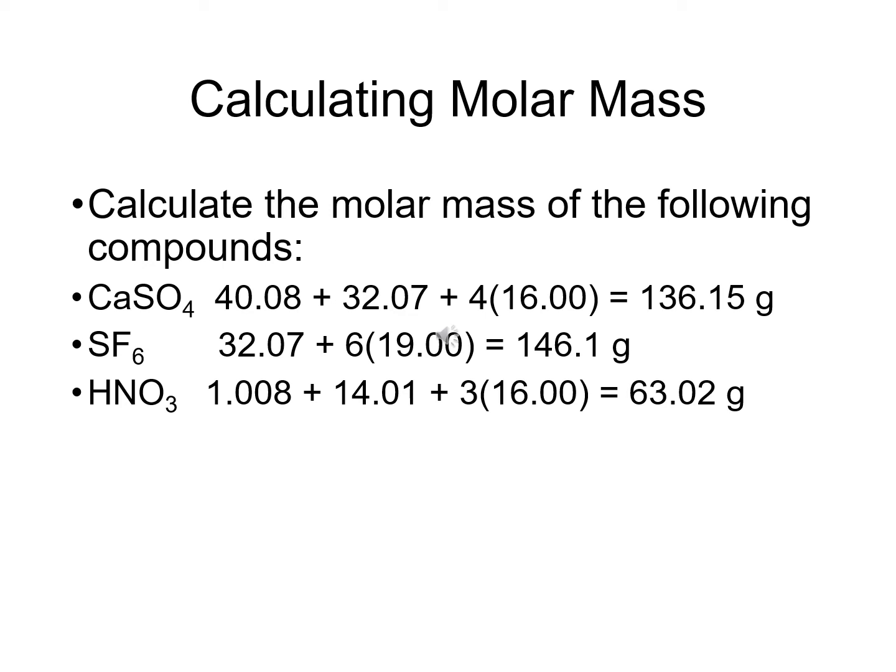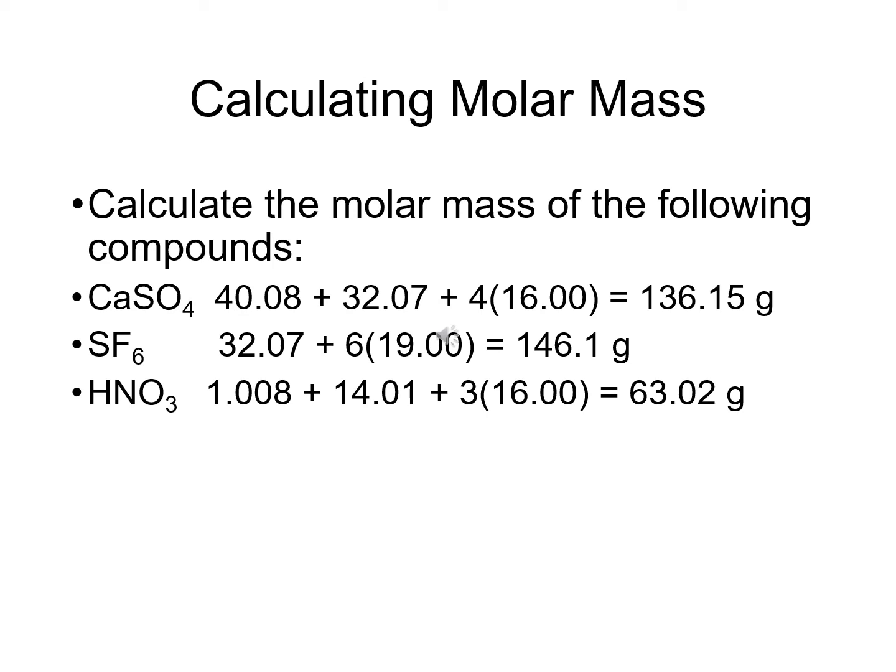Sulfur hexafluoride. We have one sulfur at 32.07 grams per mole and 6 fluorines. So fluorine has an atomic mass of 19. We have 6 of them, so 6 times 19. And this gives us a total molar mass of 146.1 grams.